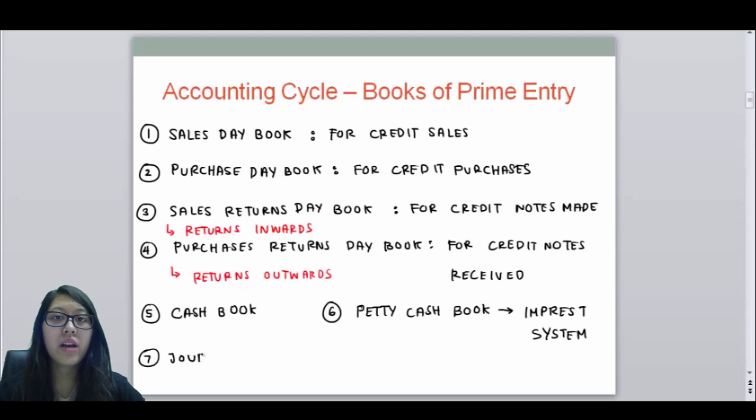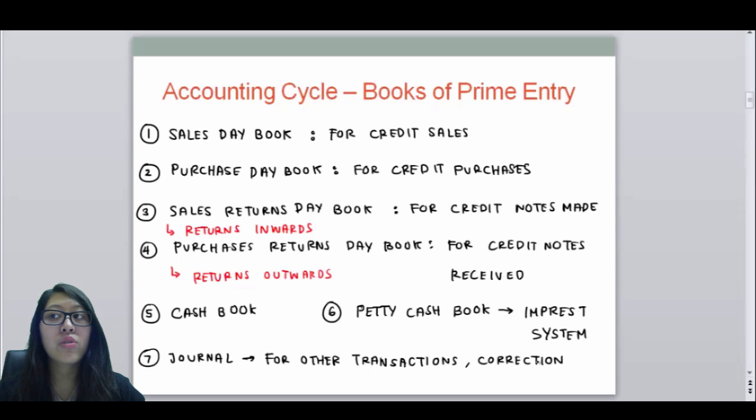Lastly, we maintain a journal. Now the journal is a unique kind of book of prime entry as it is used to record transactions that do not fall into the other 6 books. So they're simply for other transactions that do not meet the other 6 books. And in cases where there are errors in the debits and credits, we can correct these errors by the use of double entries. So we can input the journal entries or the double entries into the journal to make sure that we have corrected these errors and we have documented them properly.